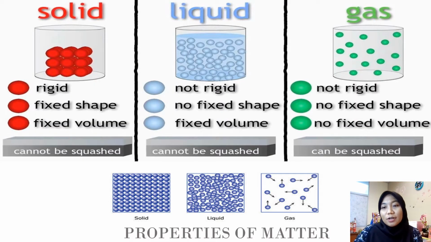First of all, we learn about the properties of matter, where we go through solid, liquid, and gas. We learn about the shape and the volume of solid, liquid, and gas, and also the interaction force between the atoms in the solid, liquid, and gas.